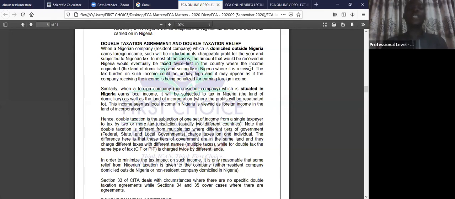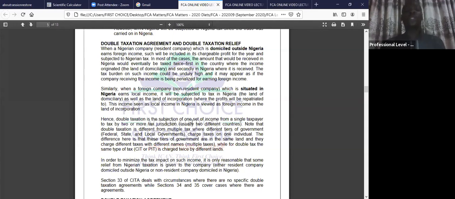So when there is a double taxation relief agreement, then there is a double taxation relief that is clearly followed, clearly spelled out. Then there is section 34 and 35 of the CITA, Company Income Tax Act.